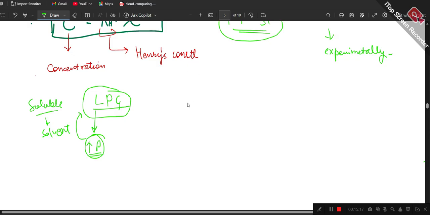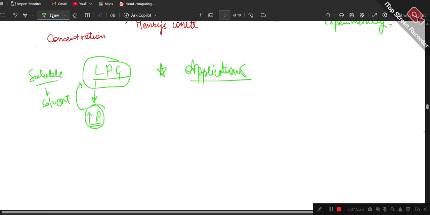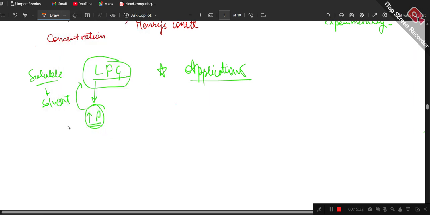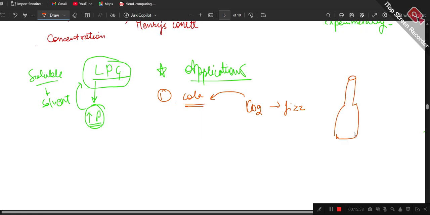Now, this Henry's law has applications also. It has many important applications that you need to write in your exam. Very important. When I talk about the applications, the first application is cola manufacturing. The CO2 gas produces the fizz which you observe in a cola bottle. Now, how is this fizz made to remain inside that bottle container?